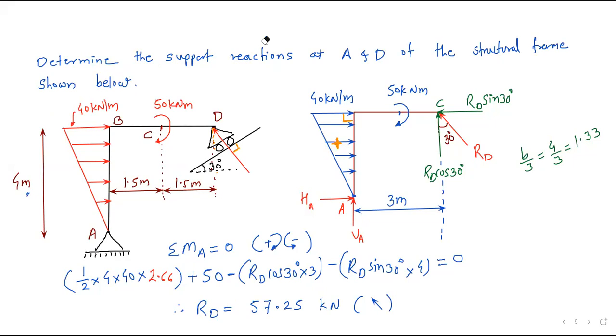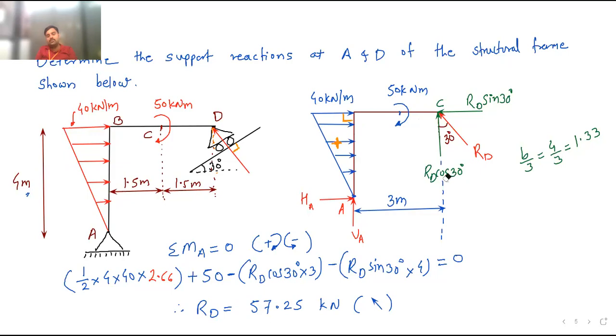It acts horizontally, so it is not considered. This will not be considered because it is a horizontal load. It should be considered in summation Fx, not in summation Fy. Look, the arrows are all horizontal. Next, the moment: should it be plus or minus? It is not considered, because it is a moment.